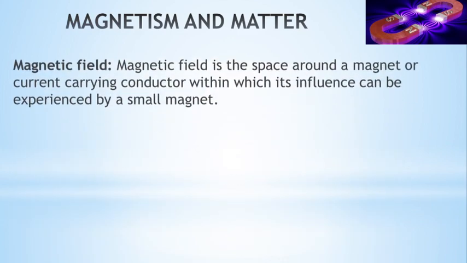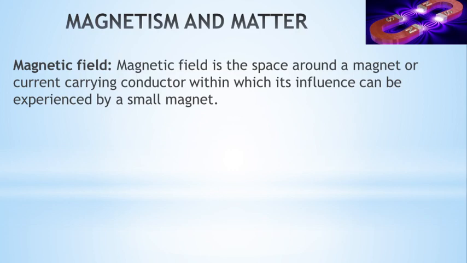Okay, next coming to another concept. You already know that when some iron-like material is brought towards a magnet, it is attracted. That means around the magnet there is some force or field, the attractive force. This attractive force is present around the magnet, and the region where the magnetic force is present is called the magnetic field.